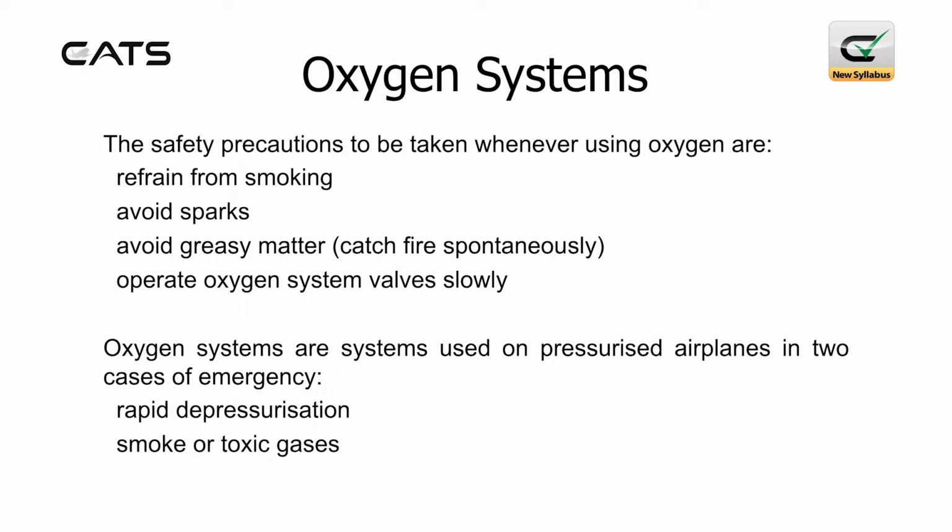Oxygen systems. The safety precautions to be taken whenever using oxygen are: refrain from smoking, avoid sparks, avoid greasy matter which can catch fire spontaneously, operate the oxygen system valves slowly. Oxygen systems are systems used on pressurized aeroplanes in two cases of emergency: rapid depressurization or smoke or toxic gases.